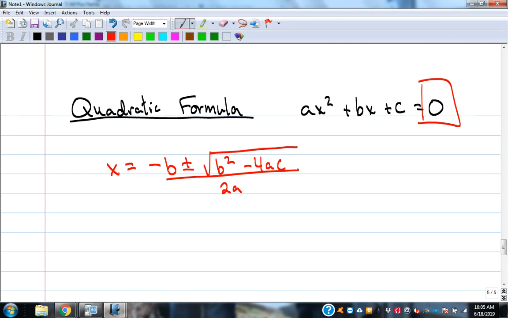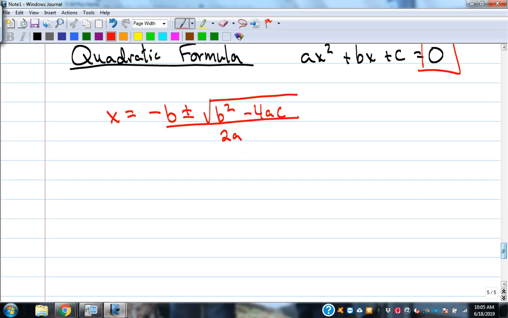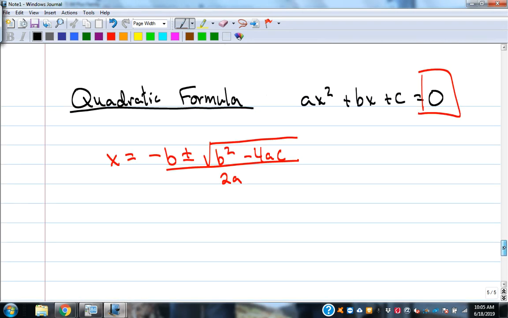But the a, the b, and the c are all the numbers from this particular equation, whatever the equation is. All right. And we're going to solve some quadratics using the quadratic formula. The good news is the quadratic formula works no matter what. It's going to get us answers no matter what. And we just have to be able to put the stuff in the right place. Okay. So let's look at some examples for this.